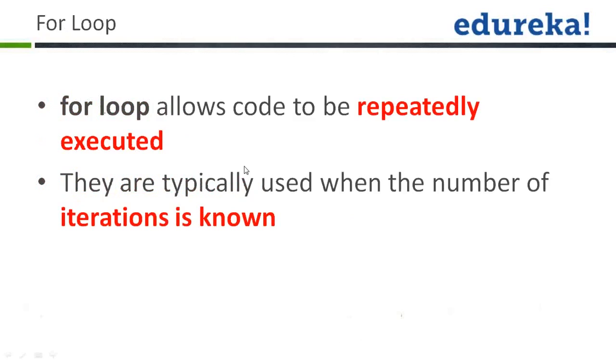Now we first of all come to the for loop. For loop allows code to be repeatedly executed. Loop means that it will do the things again and again. It will go on, right? So when you have to do something again and again repeatedly, in that case you can use loops, and one of them is the for loop. They are typically used when the number of iterations is known.